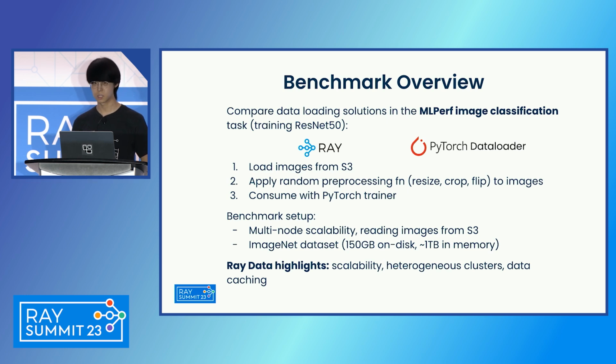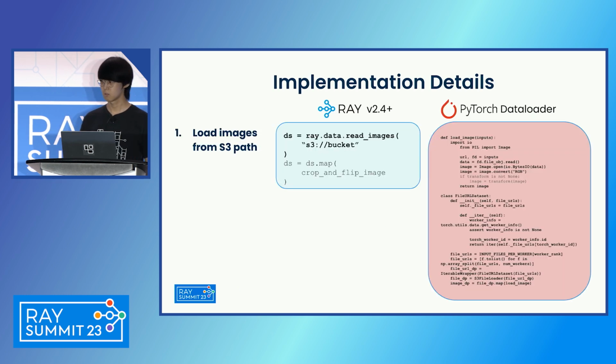And the high-level steps that we're going to be doing on this benchmark are first to load the images from S3, then applying a preprocessing function to each of the images, and finally reading in those images with a PyTorch trainer. And for these benchmarks, the things that we want to highlight from the array data side are its scalability, support for heterogeneous clusters, as well as dataset caching. Right, so let's take a look at the implementation, comparing array data and PyTorch DataLoader.